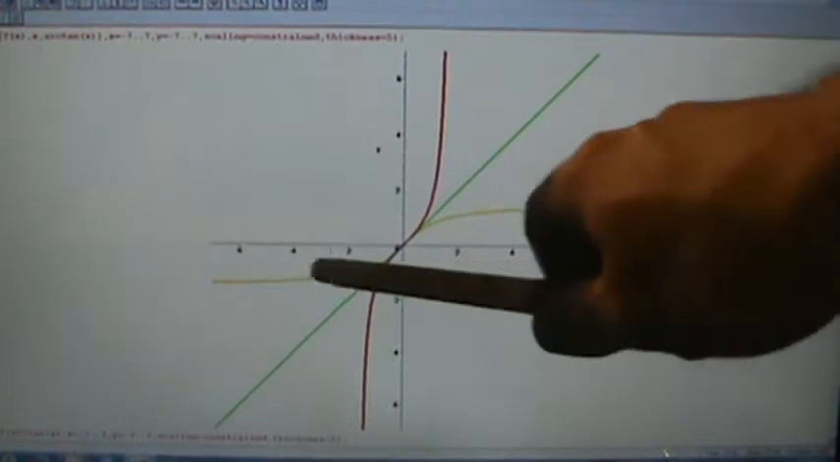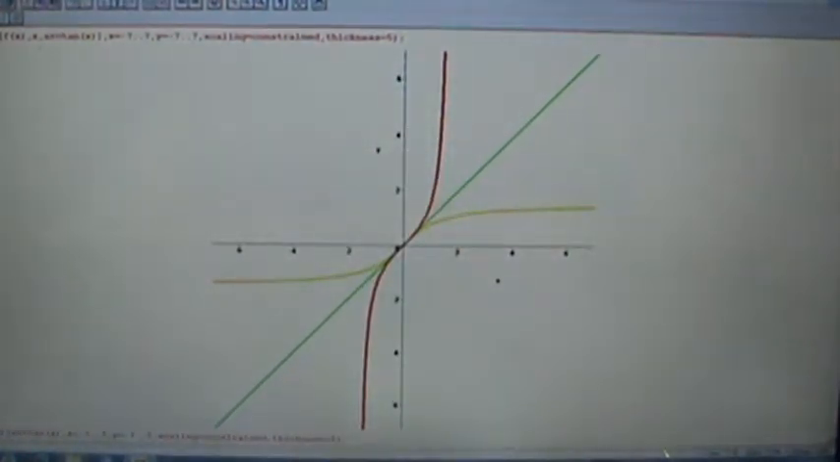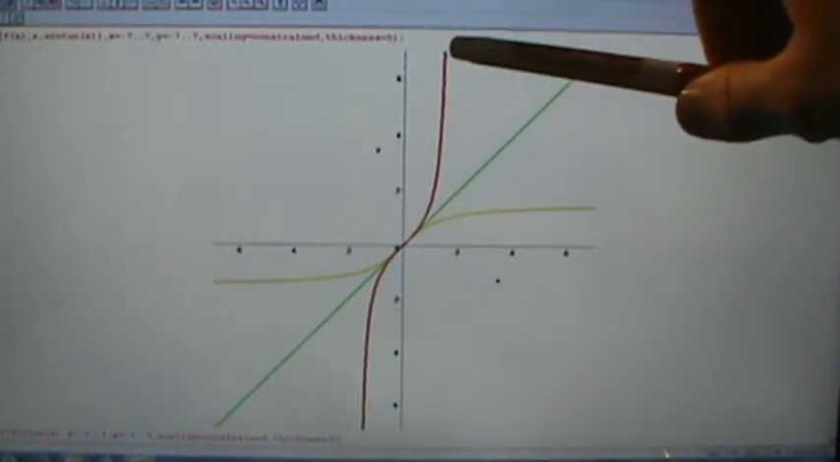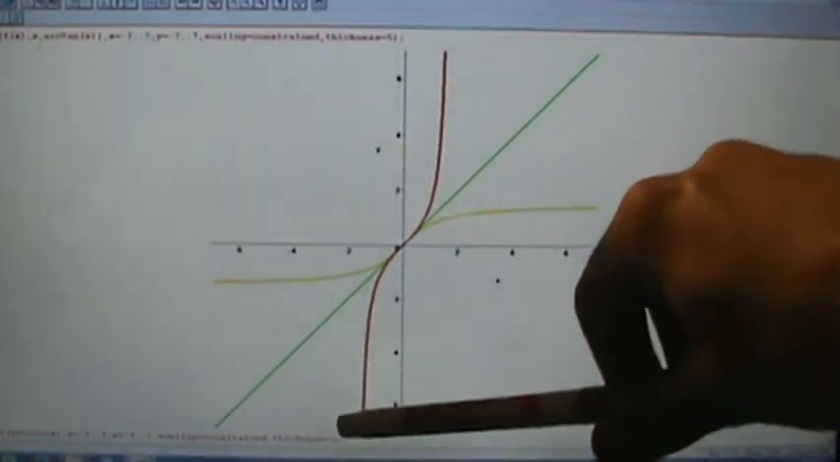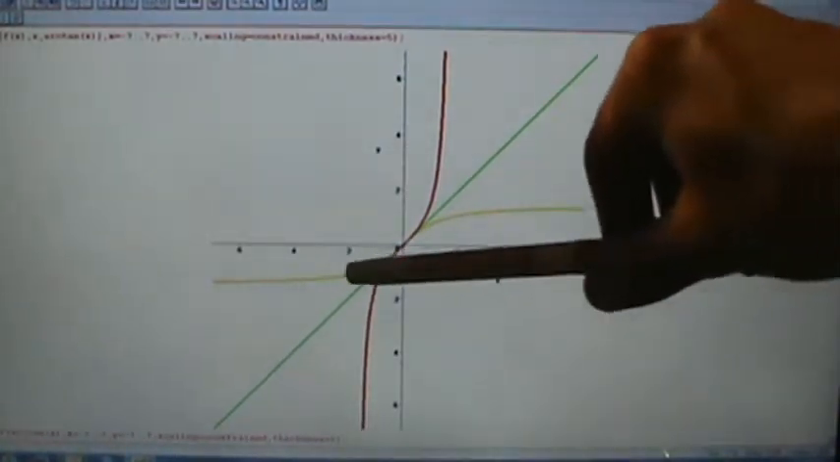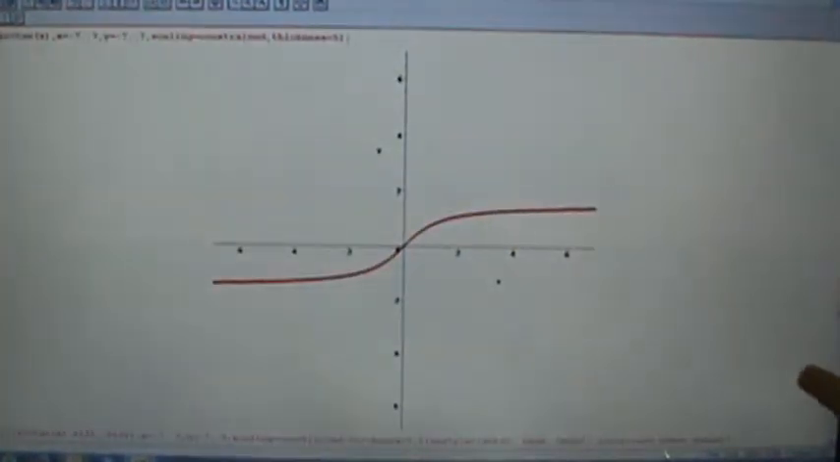So when we reflect over the line y equals x, this piece here goes infinitely far to the left and infinitely far to the right. This piece of the restricted tangent function goes infinitely far up and infinitely far down. So when we reflect it over y equals x, this piece here goes infinitely far to the right and infinitely far to the left.